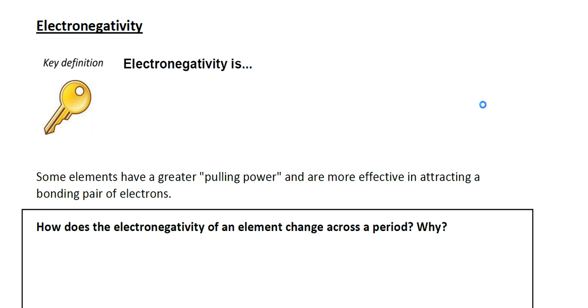Okay, so first of all then, electronegativity. What is it? We've got to be able to define this. It says underneath in the space where we're going to write the definition, some elements have a greater pulling power and are more effective in attracting pairs of electrons. We're going to use an analogy to think about this.